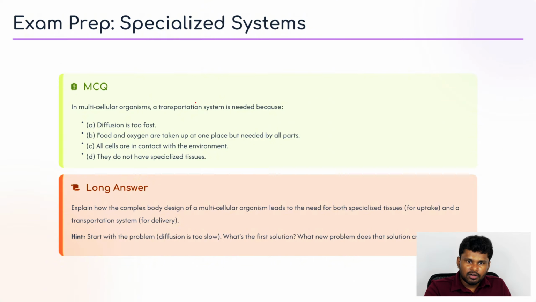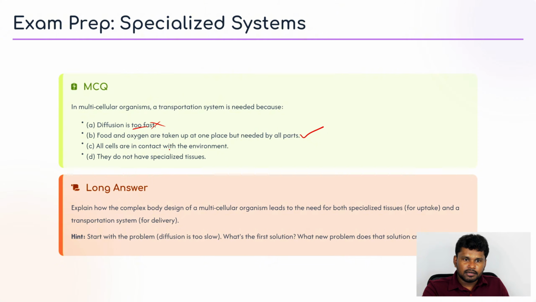In multicellular organisms, a transportation system is needed because diffusion is too slow. This is the wrong option. Food and oxygen are taken up at one place, but they are needed by all the other parts. Let us see the other distractors, even though this is the answer.